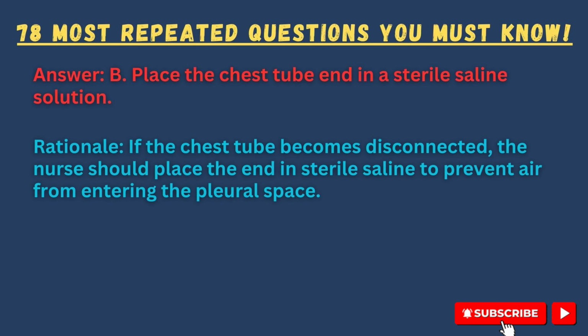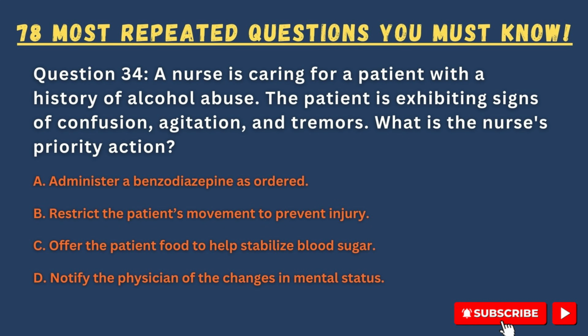Answer. B. Place the chest tube end in a sterile saline solution. Rationale. If the chest tube becomes disconnected, the nurse should place the end in sterile saline to prevent air from entering the pleural space.